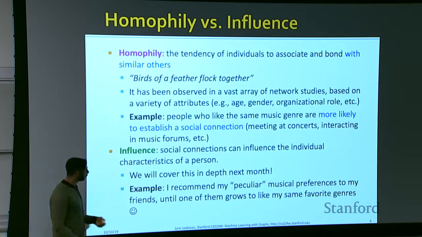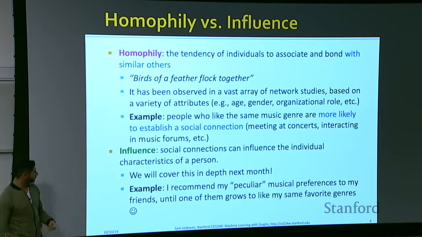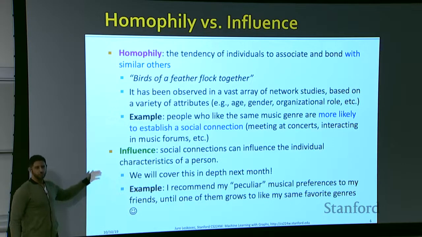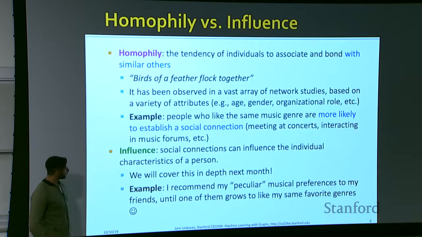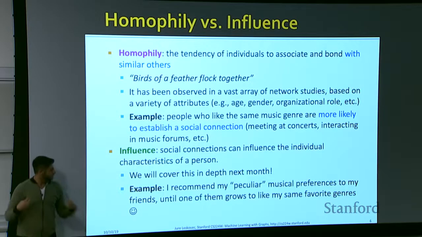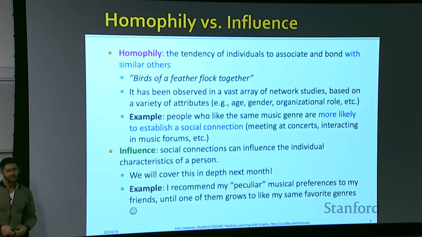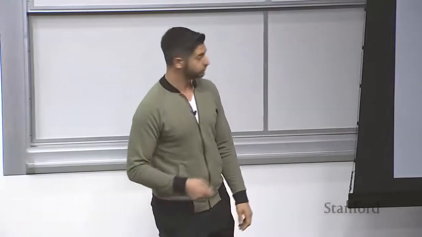Conversely, as we were saying before, your social connections can influence your individual characteristics. We're likely going to have a couple of lectures covering exactly this topic, so I'm not going to go in depth today, but just keep in mind that this happens and it's a very well-studied phenomenon. The example here is that we basically flip what we had before. Say that I go around and recommend my very weird musical preference to my friends, and eventually I find someone who starts to like the same music I like, goes to concerts with me, and so forth, okay? So these are the two main correlations that you can think about.